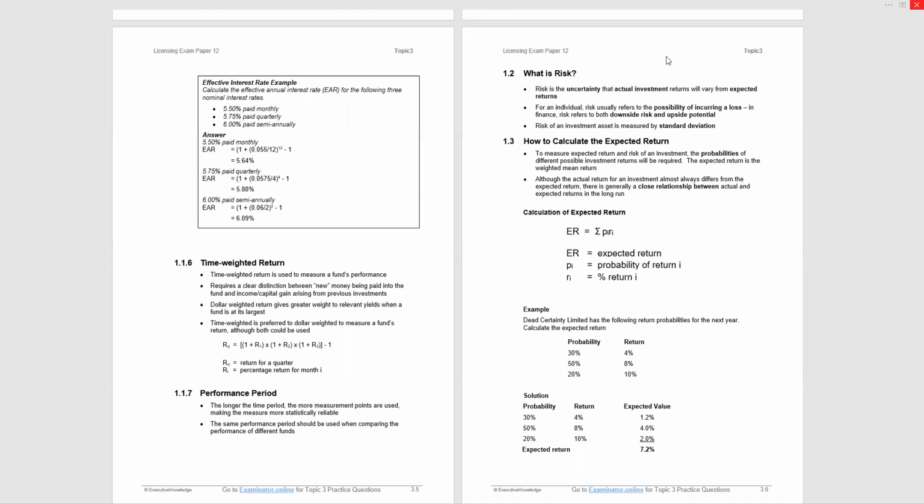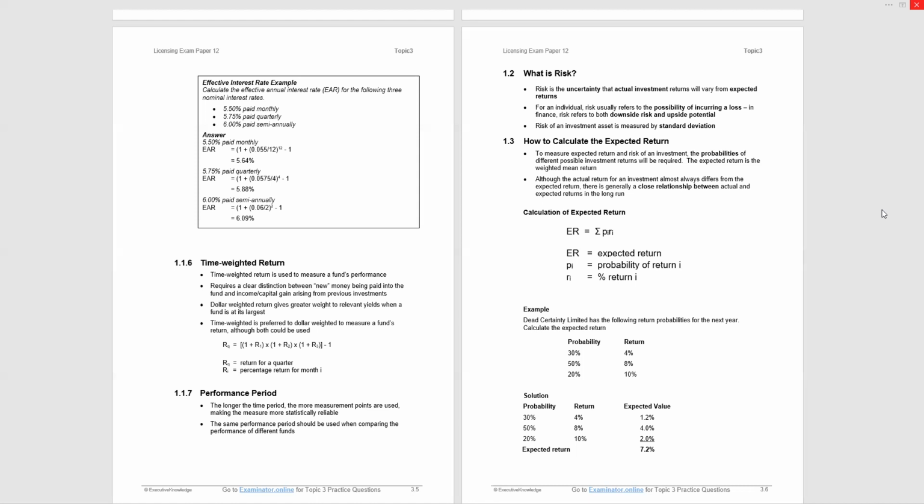Now, we measure risk of an investment asset by standard deviation. Now, how do we calculate standard deviation? Well, first of all, we've got to calculate the expected return of an investment. And that will be a function of returns that we are forecasting and the probability of those returns occurring. And we get the fancy formula, although it's very simple, in the middle of page 3.6.